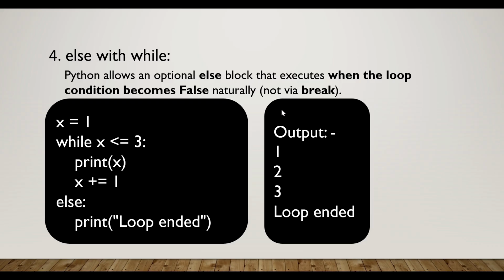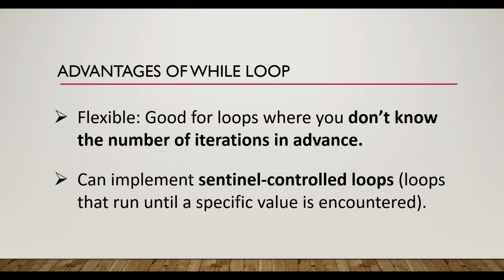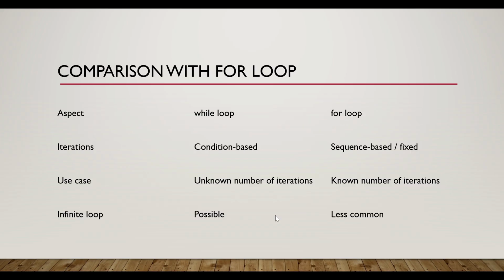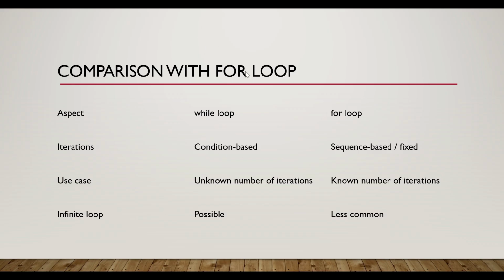Python allows an optional else block that executes when the loop condition becomes false naturally. Advantages of the while loop: flexible, good for loops where you don't know the number of iterations in advance. It can implement sentinel-controlled loops, and loops that run until a specific value is encountered. Next, comparison of for loop and while loop, which we already know. Iterations means the repeat of a loop is called iterations.